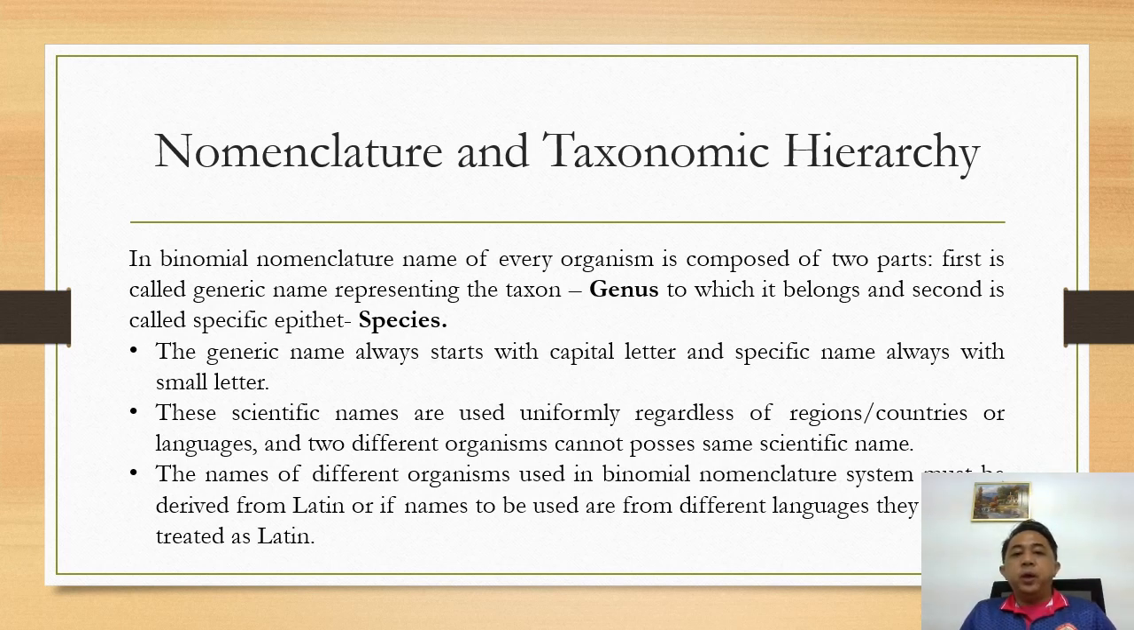Also, when we classify organisms, we always use either Latin or Greek. But most of the organisms are classified using the Latin language. Although it is already considered a dead language, it is still used in science, particularly in naming or classifying organisms.